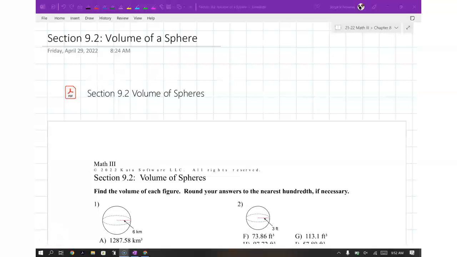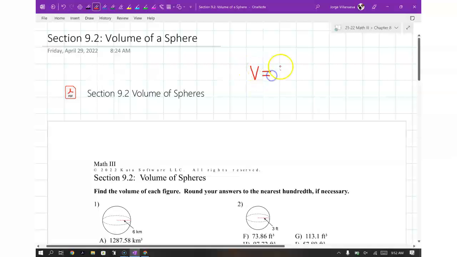All right, so section 9.2, volume of a sphere. Now it's basically just one main formula for us, okay? Let me write that down for us right here. So volume of a sphere is 4/3 pi r cubed. Let me rewrite that a little bit nicer here.